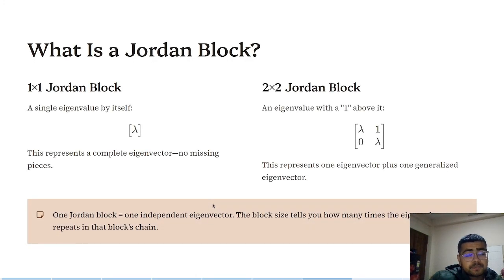So let's see what a Jordan block is. A Jordan block is the final form, near to a diagonalized form, converted from the original complex form, right? It can be 1 by 1, it can be 2 by 2, it can be 3 by 3 too. One Jordan block equals one independent eigenvector.